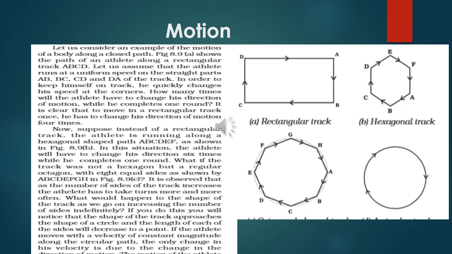In this case, he changes his direction at the corners. How many times does the athlete have to change his direction of motion while he completes one round? Since it is a rectangular track, he has to change his direction of motion 4 times.